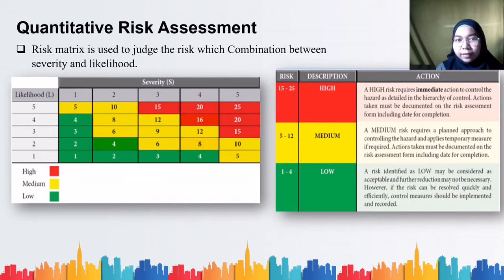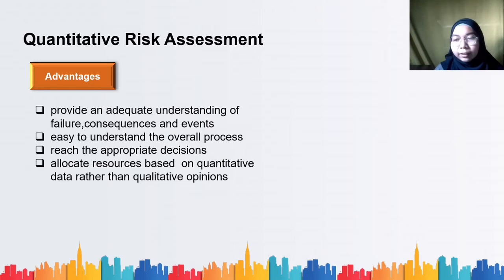Then quantitative risk assessment, where a risk matrix is used to judge the risk with a combination of severity and likelihood. And this table is about the action for high, medium, and low. The advantages of quantitative risk assessment: the first one, it provides an adequate understanding of failure, consequence, and events. It is easy to understand the overall process, reach the appropriate decision, and allocate resources based on quantitative data rather than qualitative opinion.